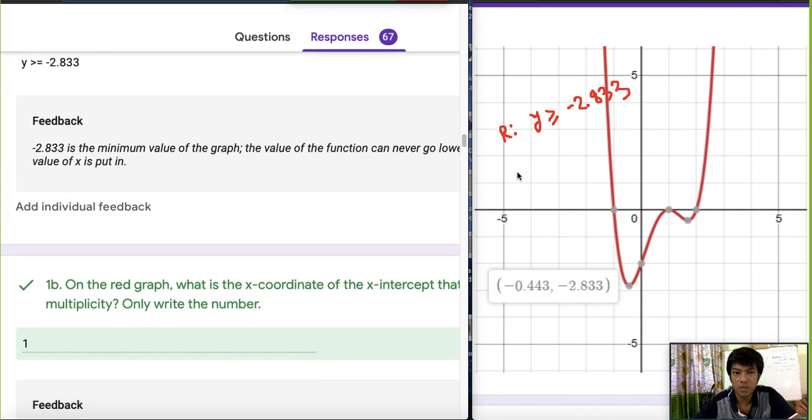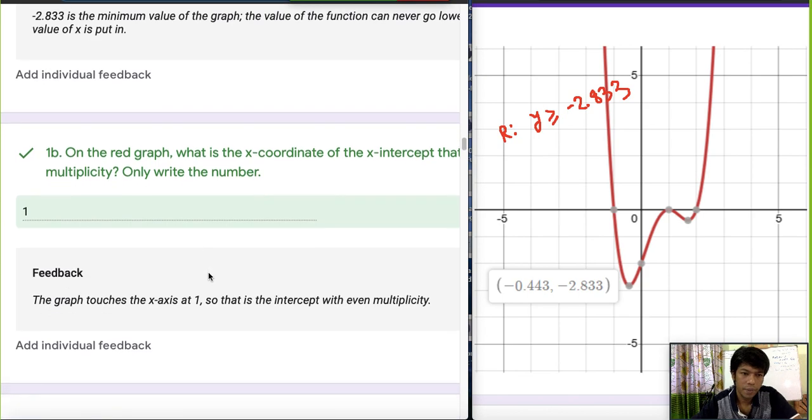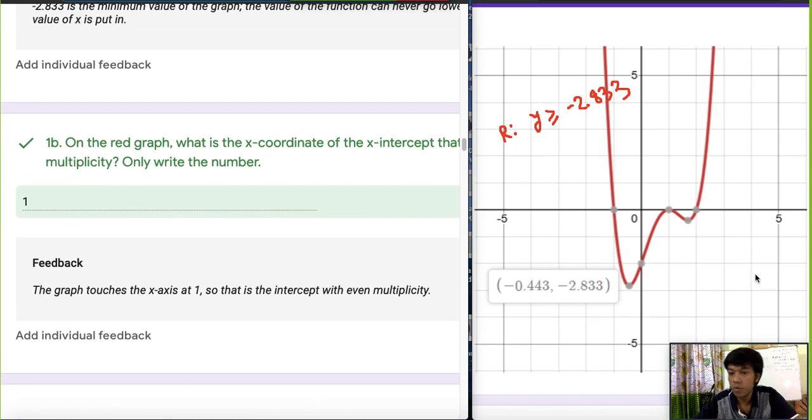Okay, if it is a domain question, then as it is a polynomial function, the domain will be all real numbers. Just to give you a heads up, the domain of this function will be all real numbers. This is not asked here. So the domain will be all real numbers, and the range is this.